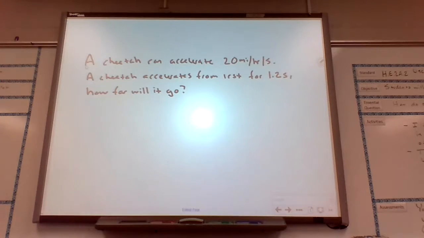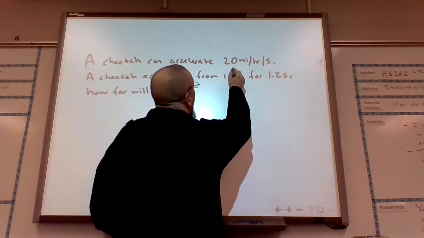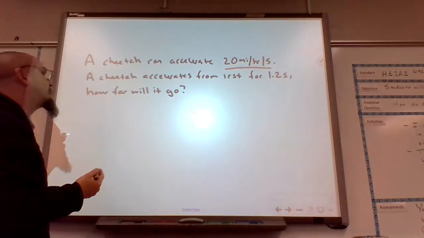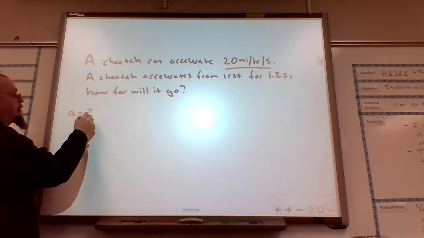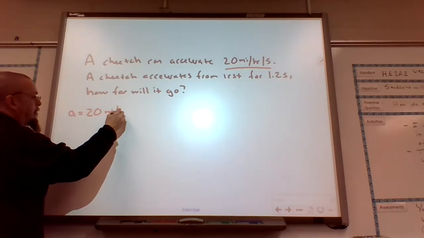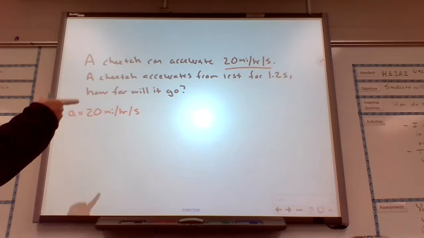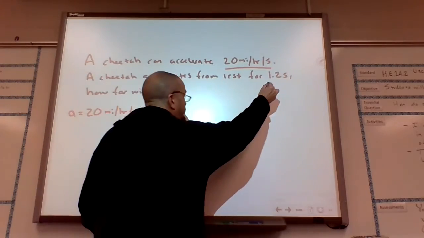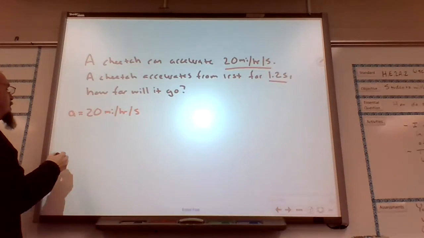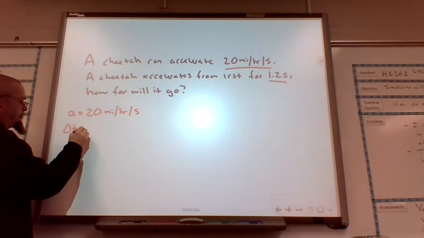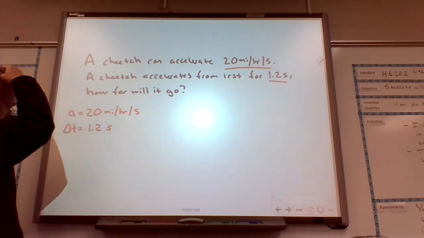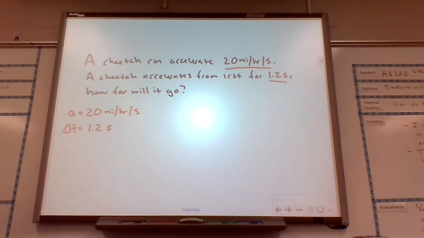So when we look at this problem, we have miles per hour per second. That's an acceleration. And you might be thinking, hey, I thought we were learning an equation that didn't have acceleration in it. Well, that's your clue that we're probably going to have to do this in a couple of steps at least. We are given a time of 1.2 seconds. We're trying to find a delta x.